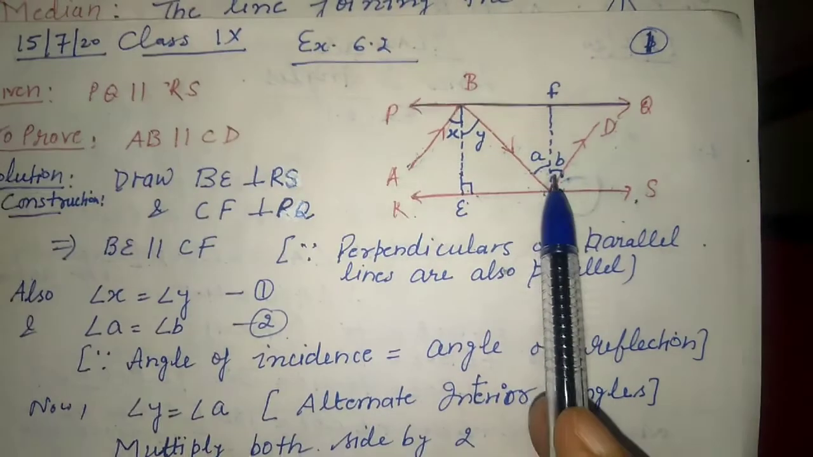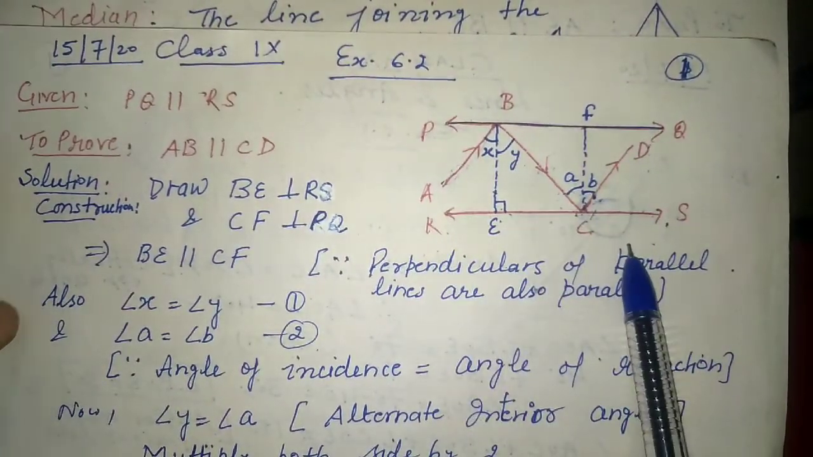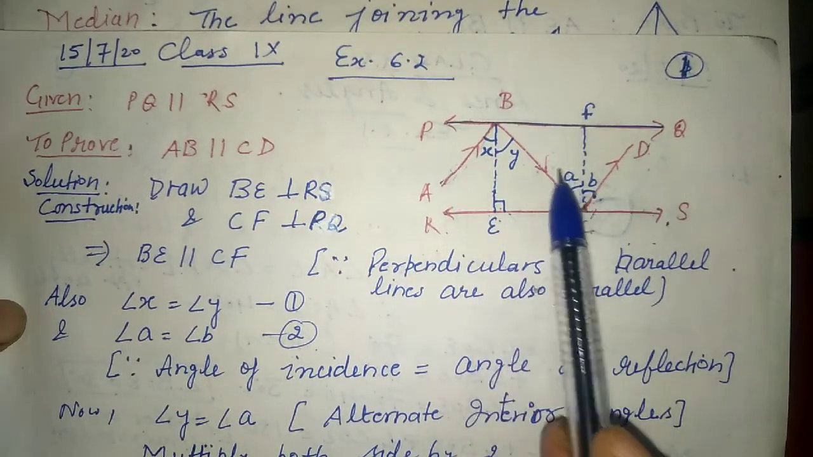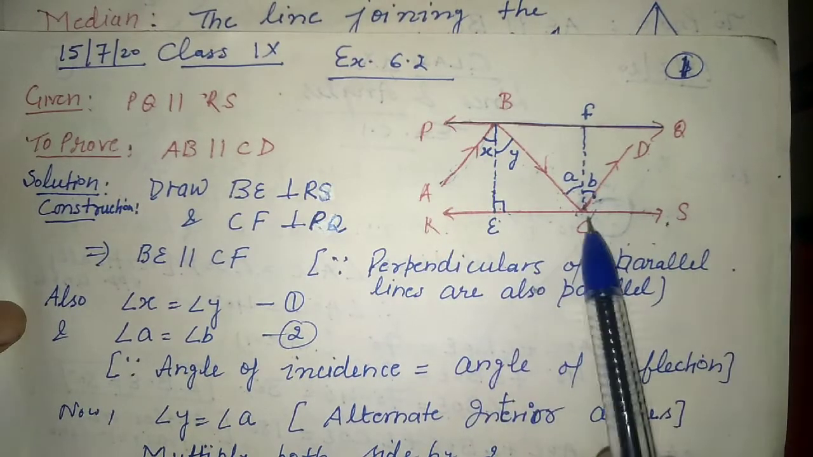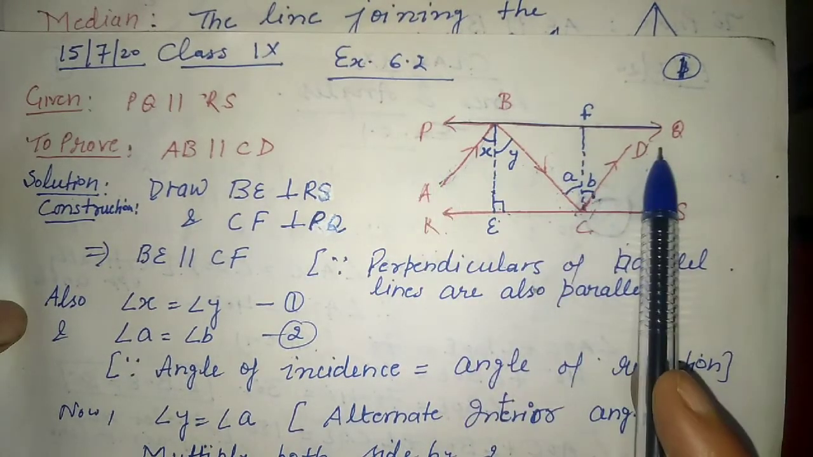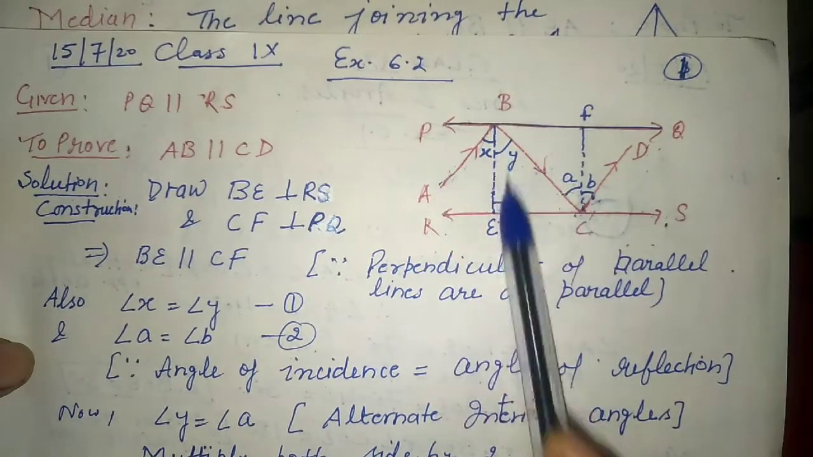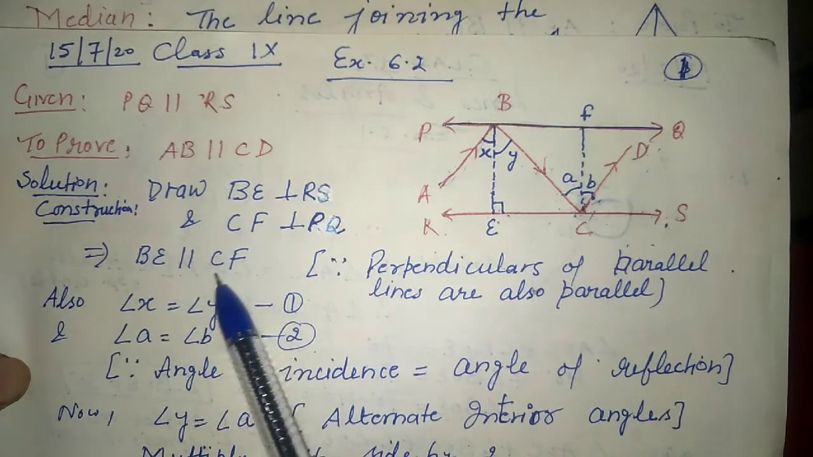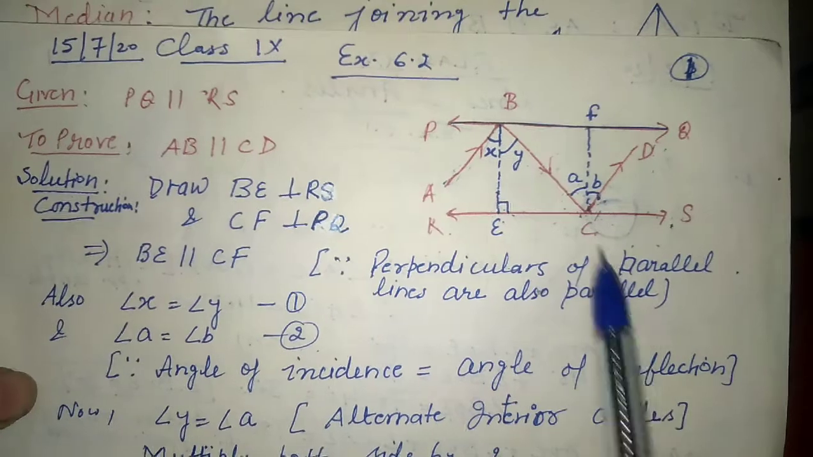So I've drawn the figure here. It is given PQ is parallel to RS. To prove AB is parallel to CD. One construction we have to do here: BE is perpendicular on RS and CF is perpendicular on PQ. Now these two perpendiculars are in between the parallel lines, so they will also be parallel. BE is parallel to CF because perpendiculars of parallel lines are also parallel.